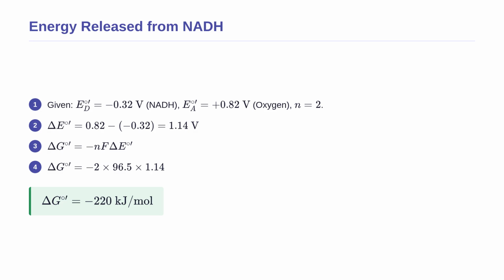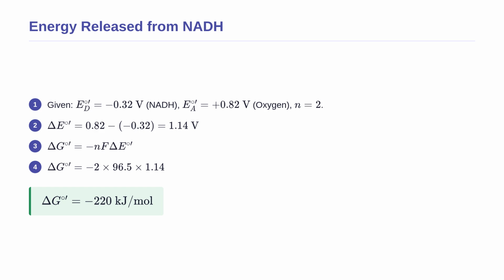Now that we have our formulas, let us see this with a concrete example. We want to calculate the total energy released when two electrons are passed from NADH all the way down the respiratory chain to molecular oxygen. We are given the reduction potentials for both NADH and oxygen, and we know Faraday's constant is 96.5 kilojoules per volt per mole. First, we calculate the change in reduction potential by subtracting negative 0.32 from positive 0.82, giving us 1.14 volts.